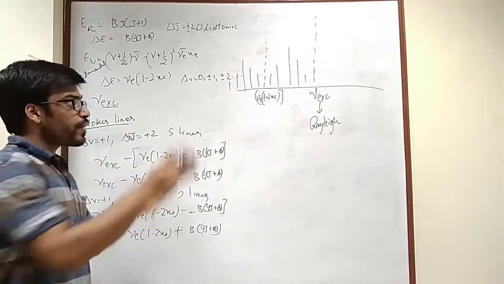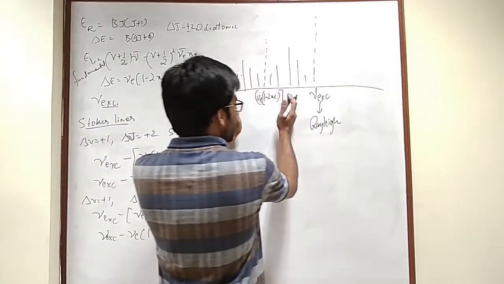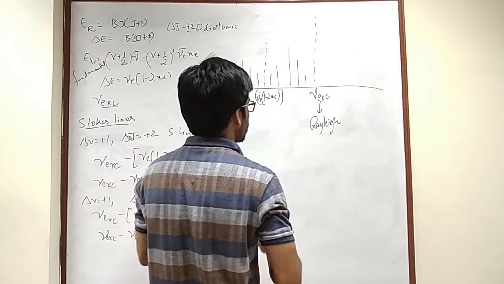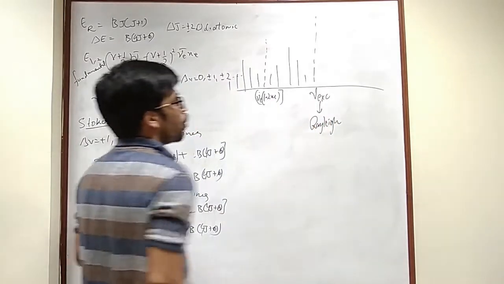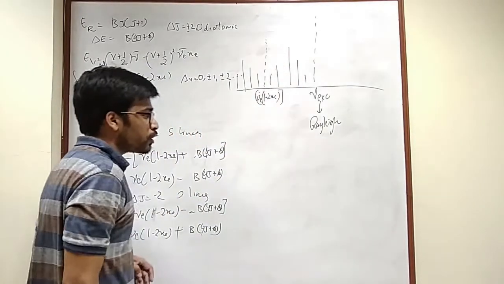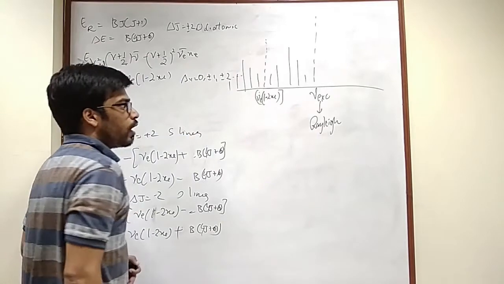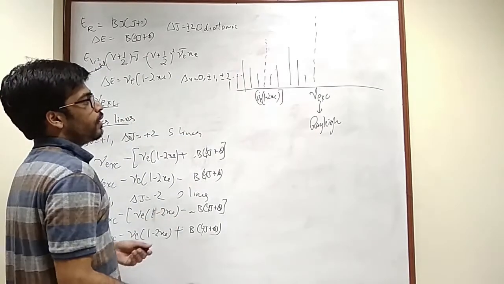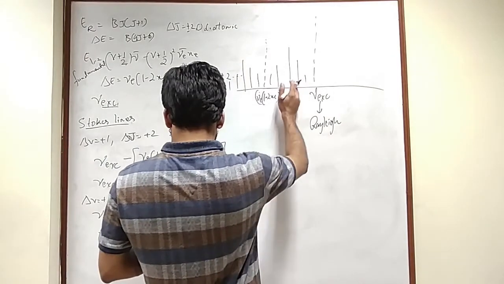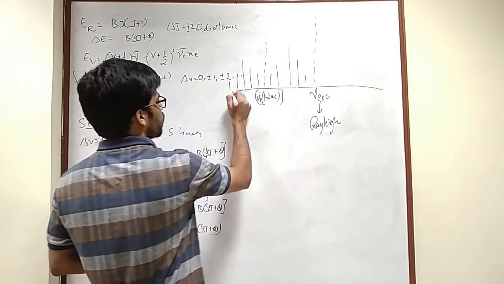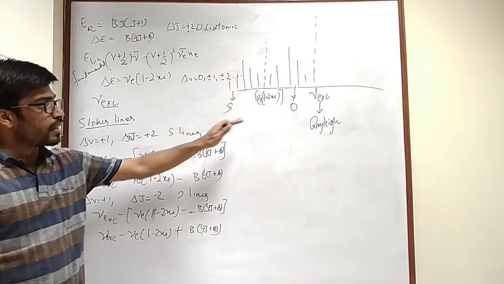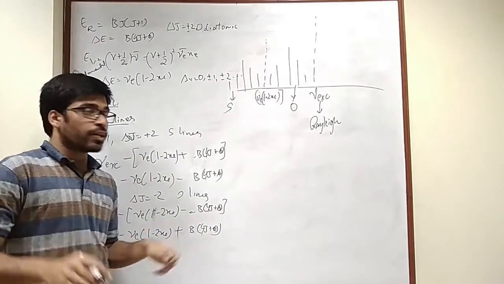That is different here. In the earlier case you had S lines on the left side and O lines on the right side, but in this case both sets of lines are on the left side of the mu excitation. With respect to the vibrational energy change, O lines are on the right side and S lines are on the left side. This is important in vibrational rotational spectroscopy.